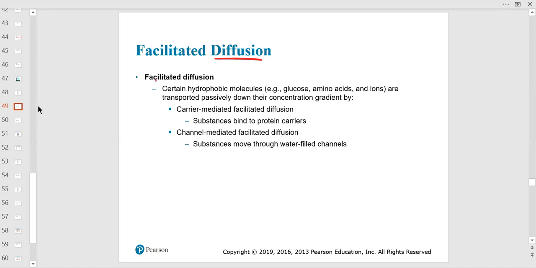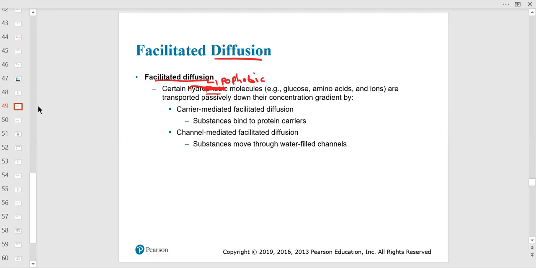So facilitated diffusion, certain hydrophobic molecules, this is wrong. Sorry, but your book is wrong here. That should be hydrophilic. It should be lipophobic. Let's put lipophobic. Maybe that'll help you understand it more. You follow me on that one? It happens, I make mistakes. The book makes mistakes. Happens all the time.